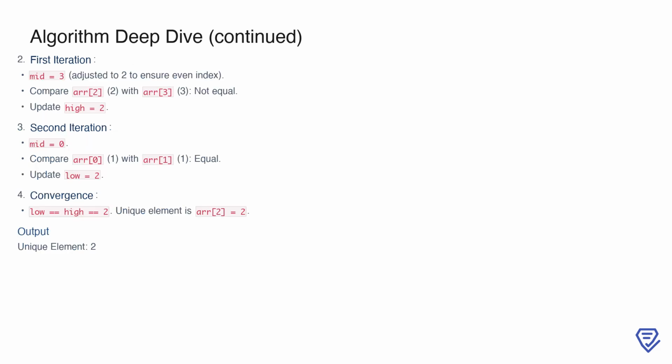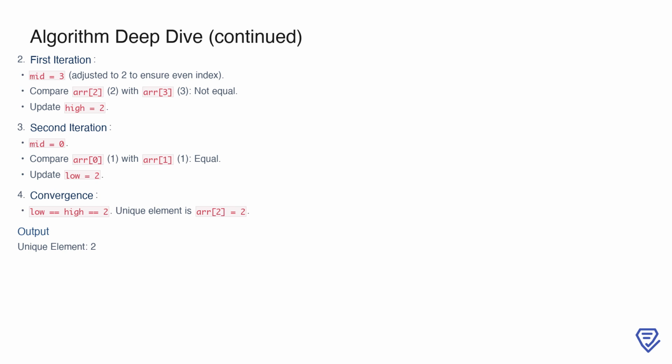In the first iteration, we calculate the midpoint as mid equals 3. To ensure mid is even, we adjust it to 2. Checking the pair at index 2, we find that arr[2] is 2 and arr[3] is 3, which are not equal. This tells us the unique element is at mid or to the left, so we update high to 2. In the second iteration, the midpoint is recalculated as 0.